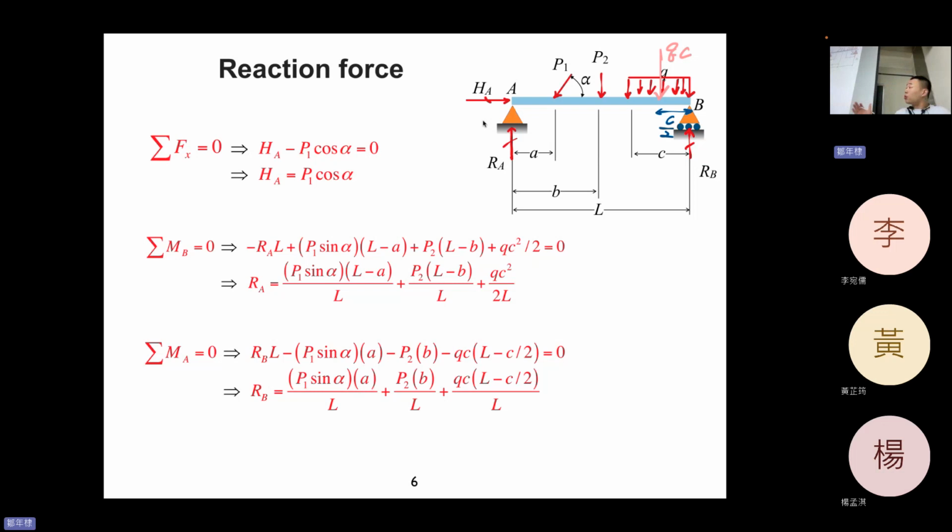Okay, and RB is a roller, so there's no X direction reaction force. So the reaction forces, there are 3 types of that. Now we are going to solve for HA, RA, and RB. They are unknown, right? So we start by doing the force balancing of P1.